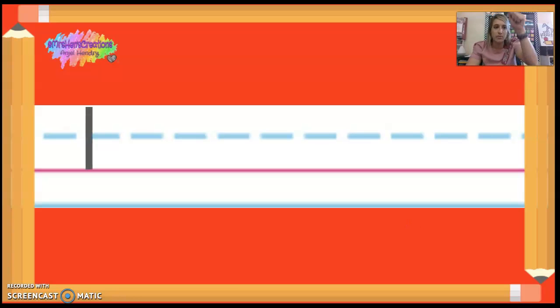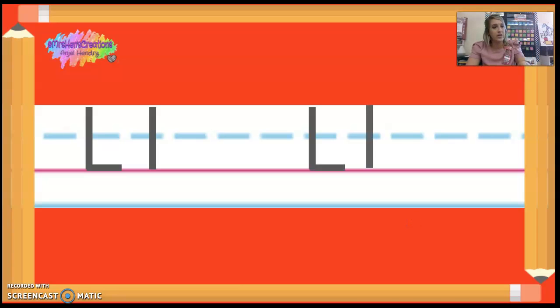Let's look at how we write the letter L. The capital L is a pull down and a push across. And then the lowercase is just a pull down.